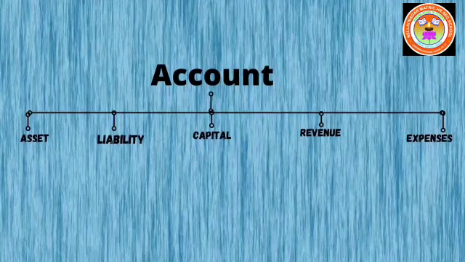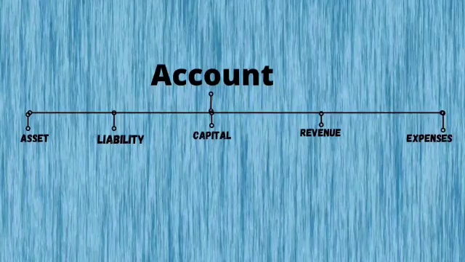Liability account: financial obligations of the enterprise towards outsiders are shown under separate heads as liabilities. For example, creditors account, expenses outstanding account. Capital account: financial obligations of a business enterprise towards its owners are grouped under this category. For example, capital contributed by owner.